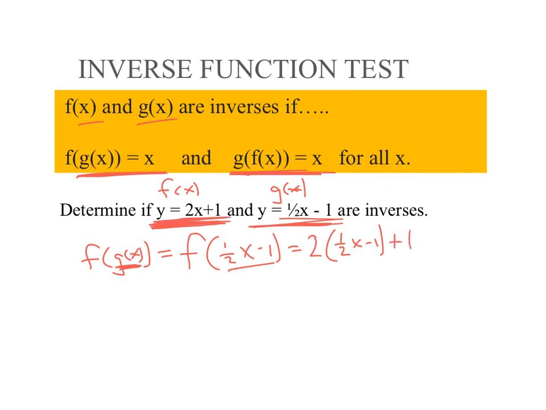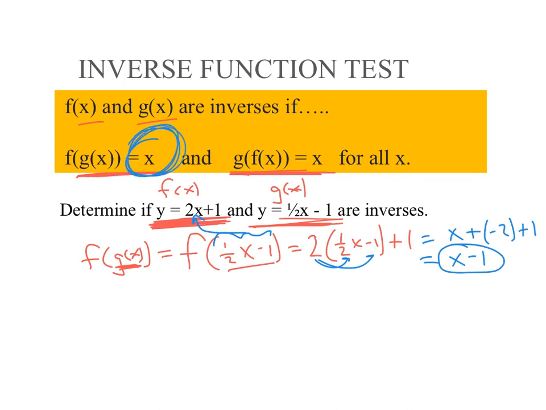So it's the f function, but inside, I'll show this in blue, this equation right here is substituting right in for the x. It feels weird because you're substituting an x with an expression with an x. Now the thing I want to do is simplify this and see what's going on. So I got 2 times 1/2 of x, well that's just going to be x. And then I have 2 times -1, so that's plus -2 plus 1, and I get x minus 1. Well, right there, since I didn't get x, I know that these are not inverses.